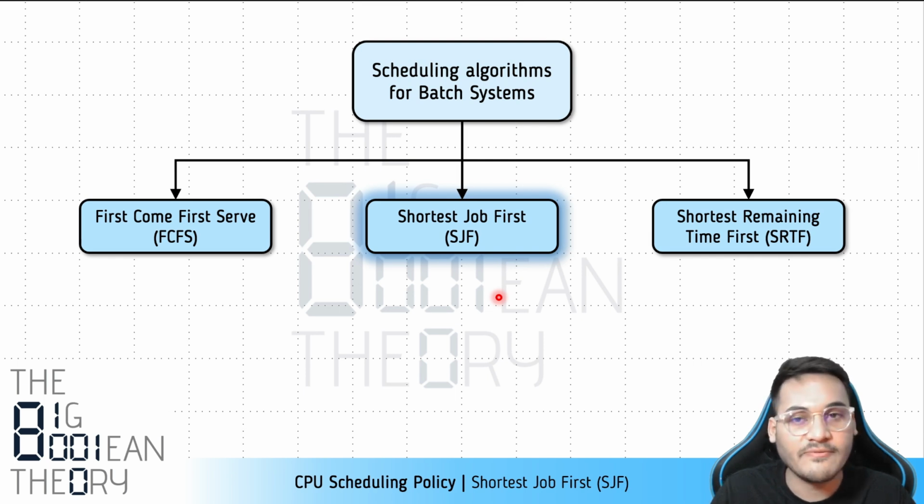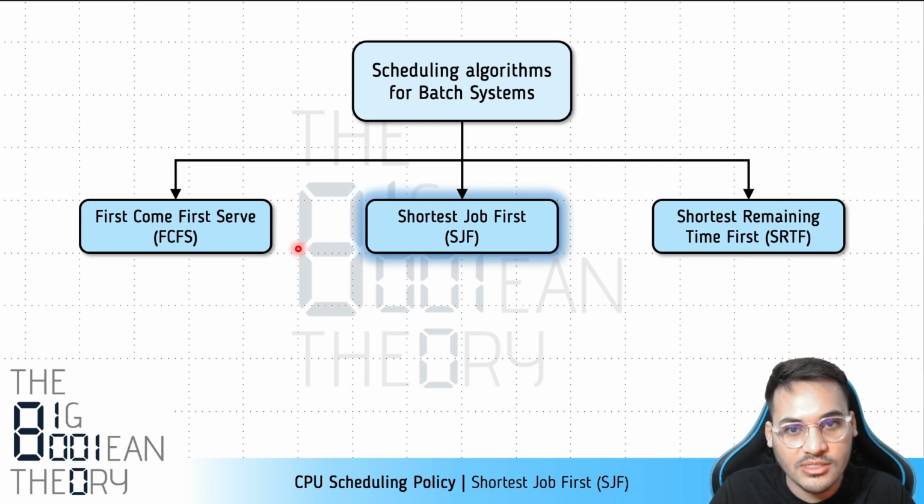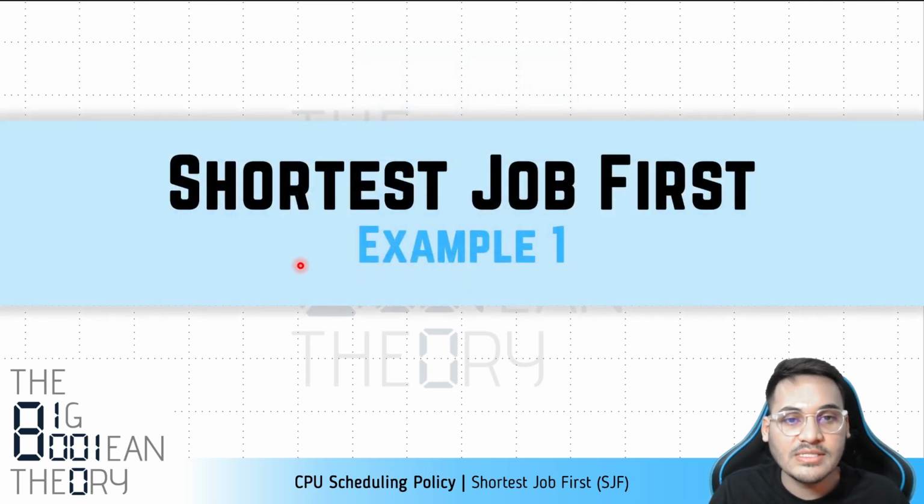We have already looked at first come first serve, or FCFS, and we saw that although it is simple, it suffers from a drawback called the convoy effect. In order to overcome this, we'll look at some better, alternative policies. In this video, let's look at shortest job first, or SJF. First of all, let us recall the convoy effect problem that we had in first come first serve. Let's start with the very first example. This will help us to understand shortest job first.